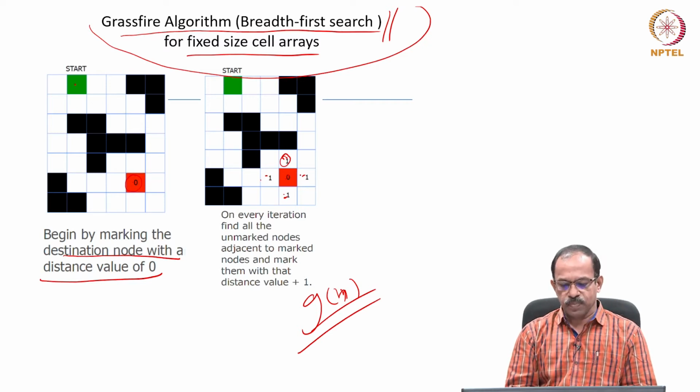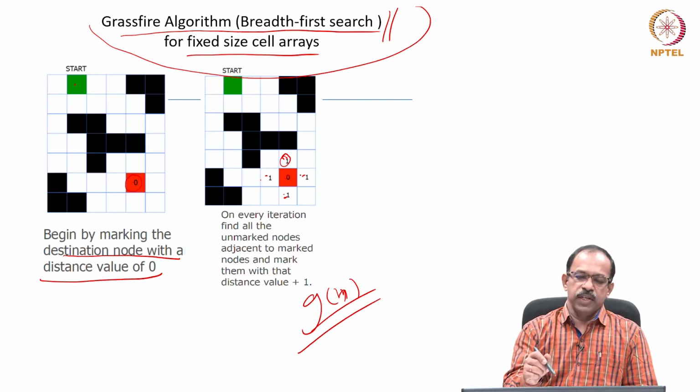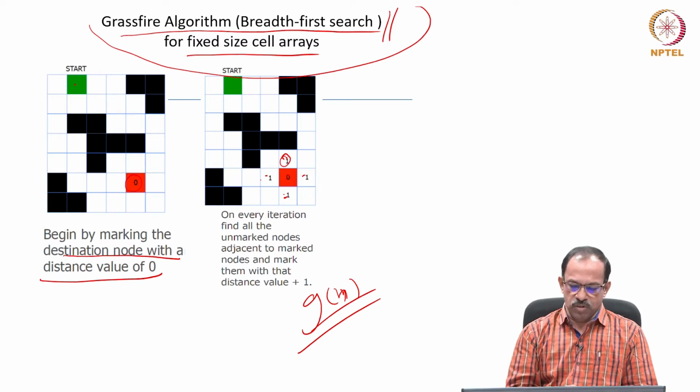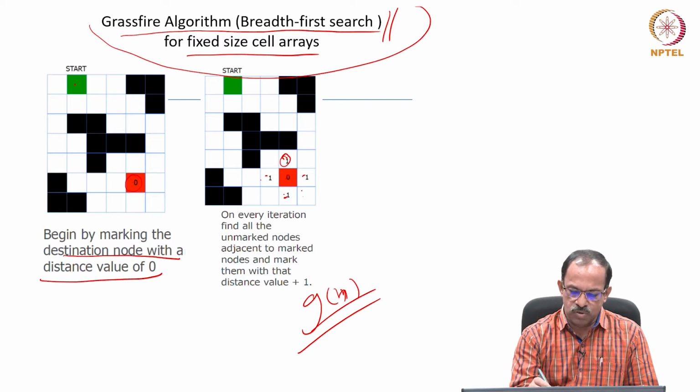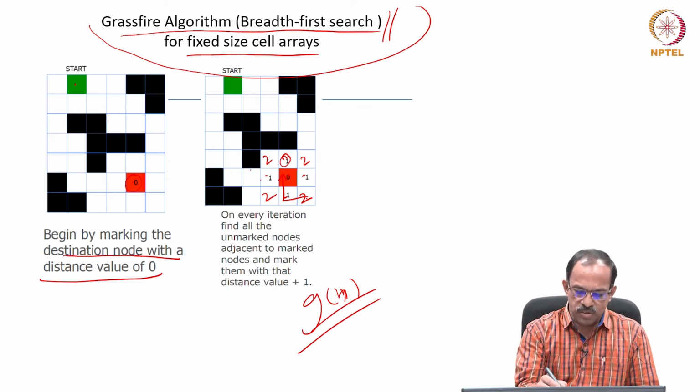So, 1. Now, each one of these will expand its neighboring nodes. Now, this node will be expanded. It will say this will be 2, because the cost of travel from here is 2. Similarly, this will be 2, this will be 2, this will be 2, and this also will be 2.